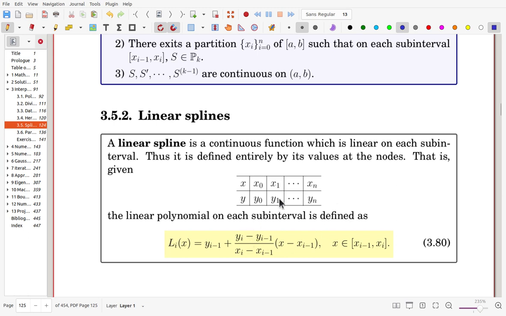Here we have the points x0 to xn and y values. Now for each subinterval, we try to get the line segment over the ith interval. That is a slope between two points, so this is the point-slope form of the line. It passes through x(i-1), y(i-1) on the left side and xi, yi on the right side.